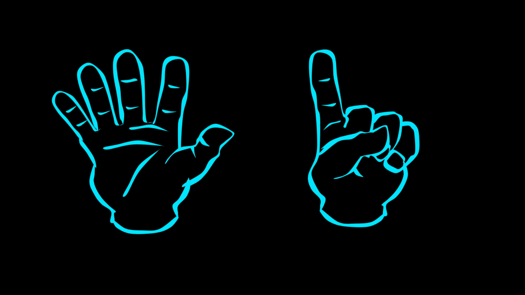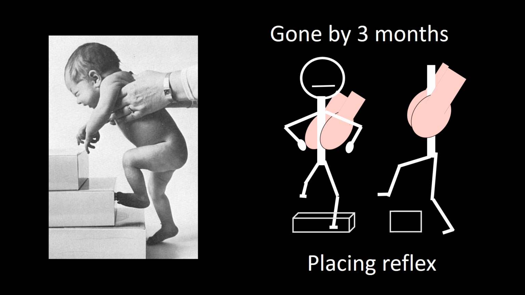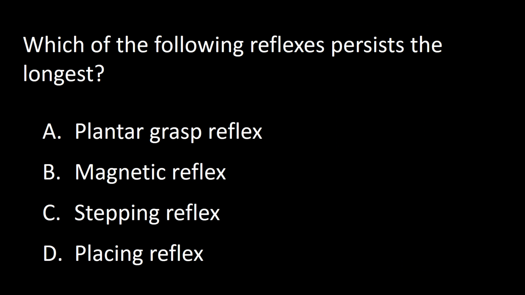The sixth reflex is the placing reflex. The placing reflex is triggered by holding the infant in vertical suspension. Then the skin of the dorsum of the foot is brought into contact with the edge of the bed or a table, as indicated here. This elicits initial flexion of the hip and knee, followed by extension. This reflex is more consistently found in full terms than the stepping reflex. It is gone by 3 months. So the answer to this question is A.